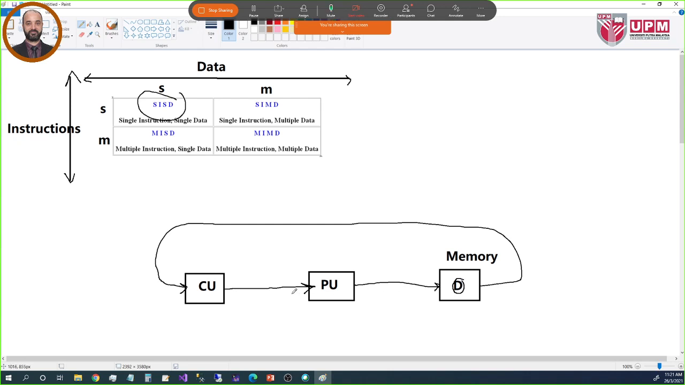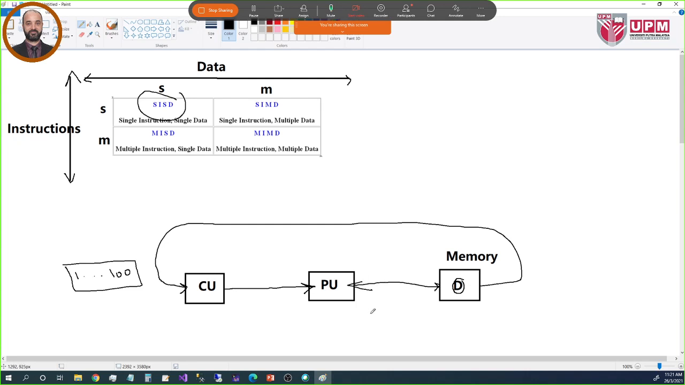So if we have a list of instructions, for example, from 1 to 100 instructions, the CPU or the control unit is going to take them one by one. It will select the first instruction and give it to the processing unit. The processing unit will execute it, will process it using that data.